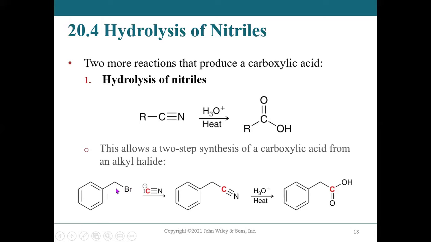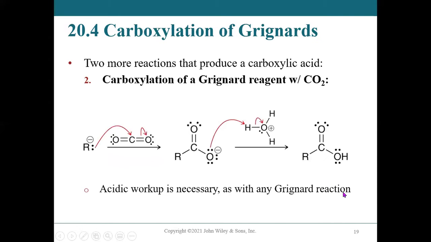So for example, we have alkyl halide here. We then use SN2 reaction to produce this nitrile, then nitrile hydrolysis produces the carboxylic acid.